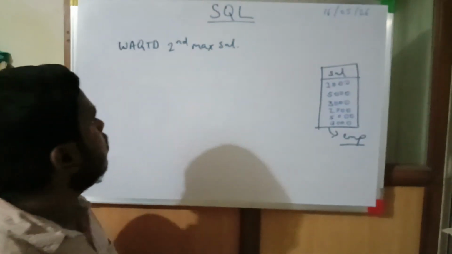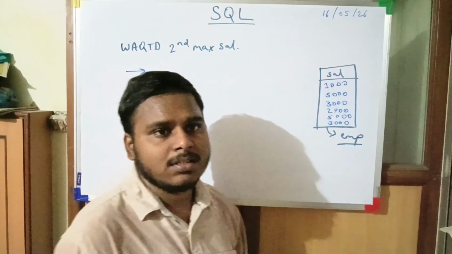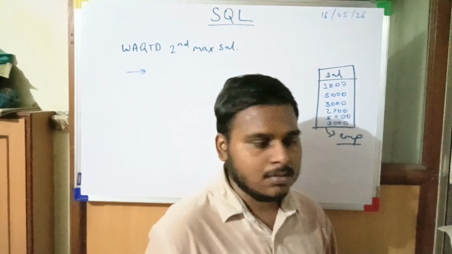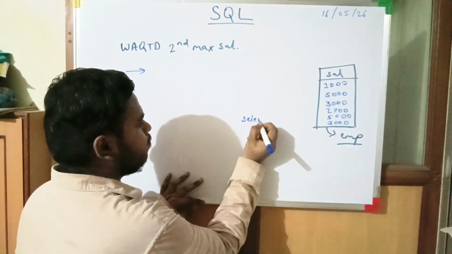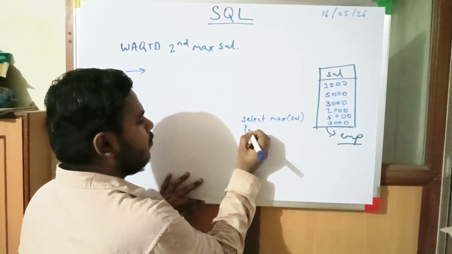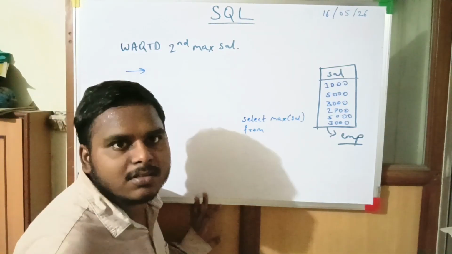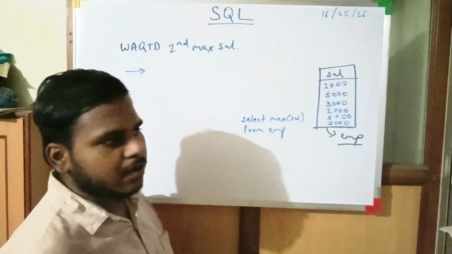Now, first of all, to get the second maximum salary, I need to know the maximum salary. So in the inner query, what will I write? Select max of salary from which table? The table name is EMP. Select max of sal from EMP.